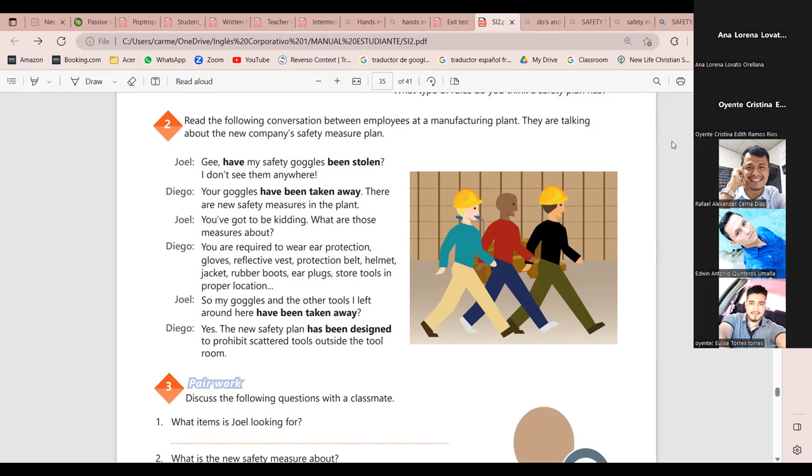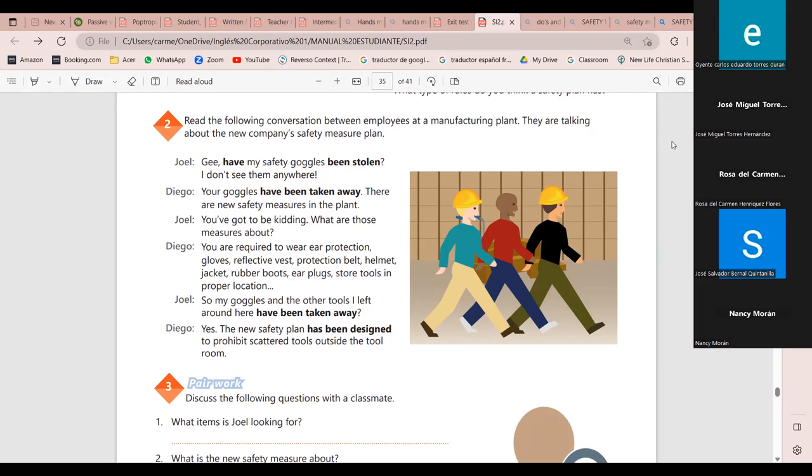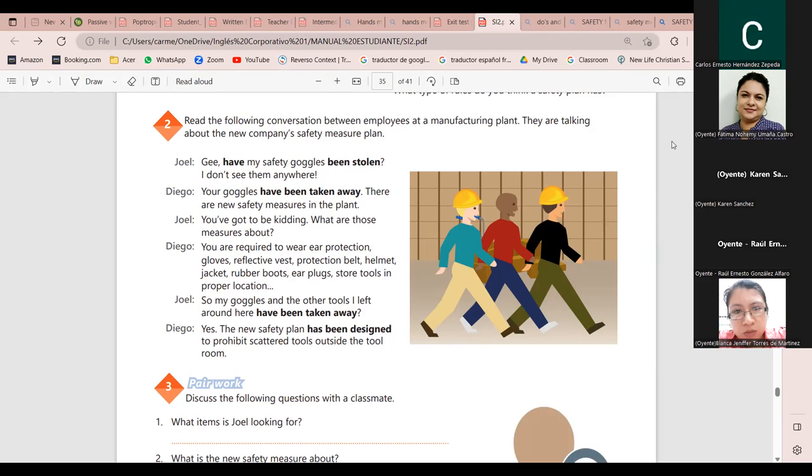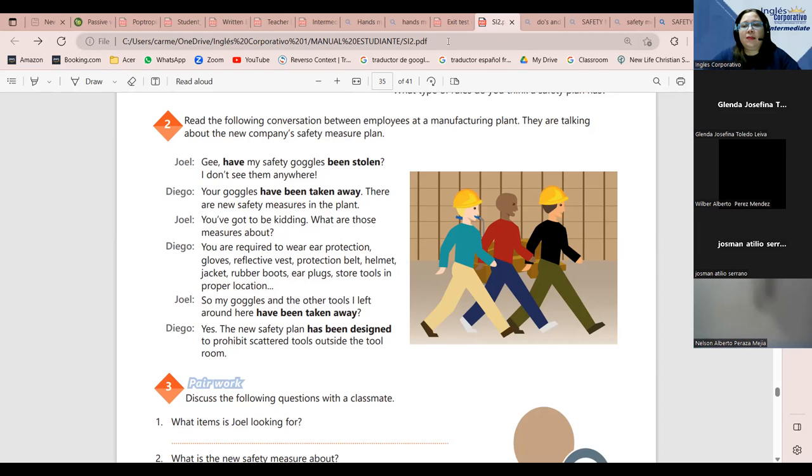Is there any questions so far about the vocabulary? The word scattered. Scattered. Anywhere, things around and not the proper location, like dejadas así a lo loco, disperso, dispersos. Yeah. Is there any other question?